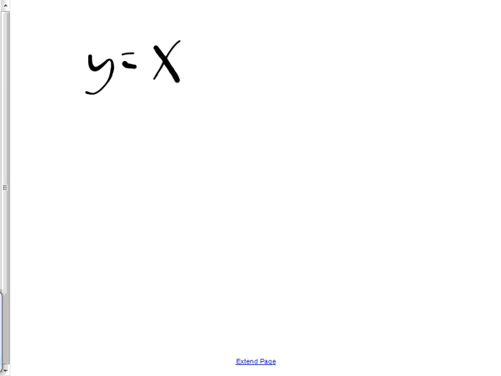Y equals x squared minus 8x plus 2. Complete the square so you can get vertex form. Pause for a moment while you do that. And when you're done, I want you to billboard it my way, and I'll tell you if you did it right or not.